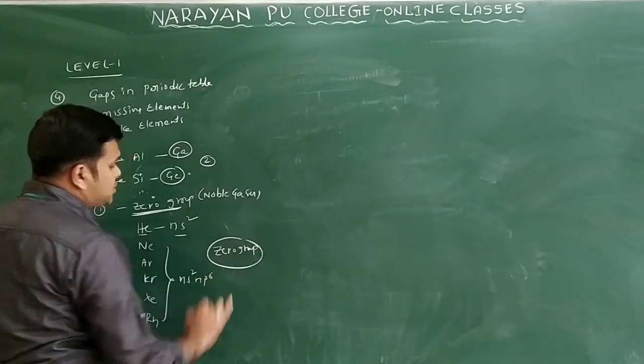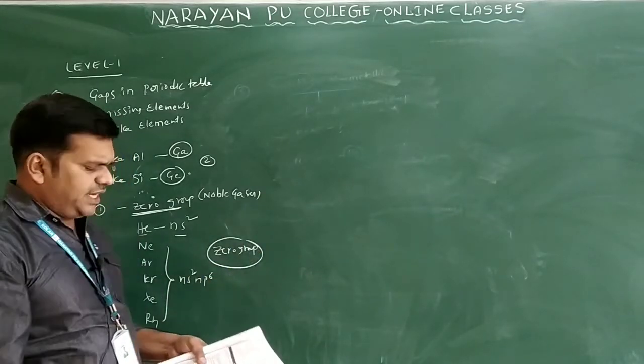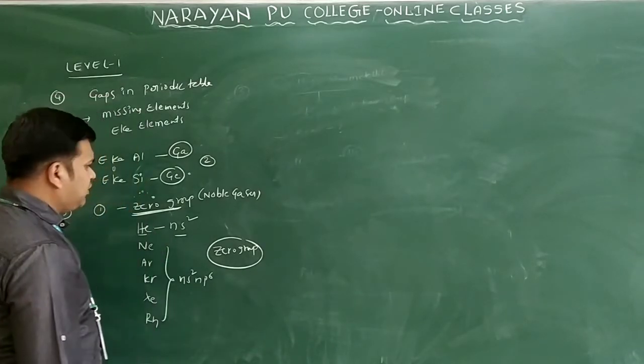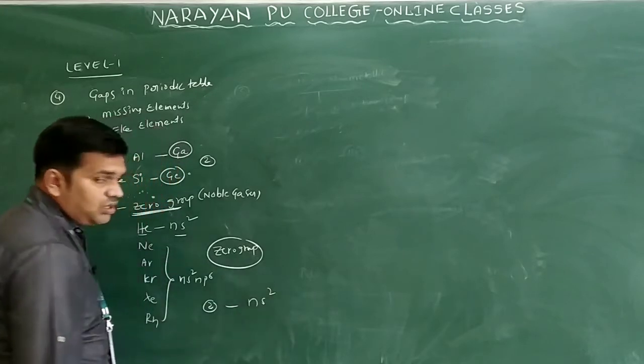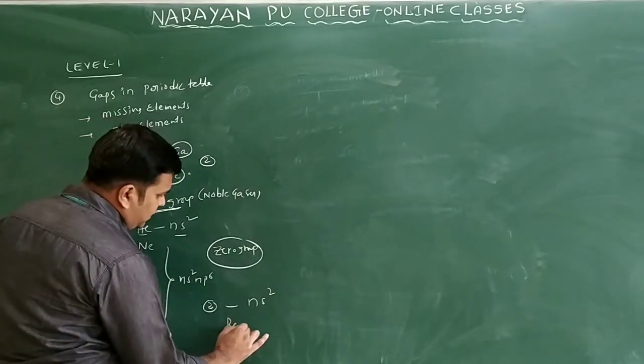Your answer is what, ma? Zero group only. Why not second? Second group, what is the general electronic configuration of the second group elements, ma? Generally the electronic configuration is ns2.